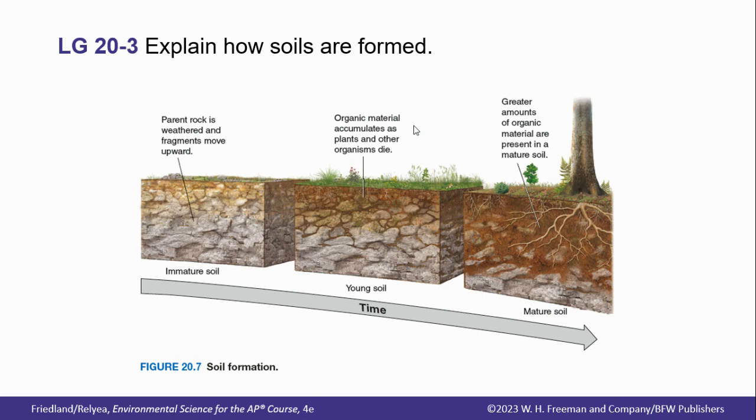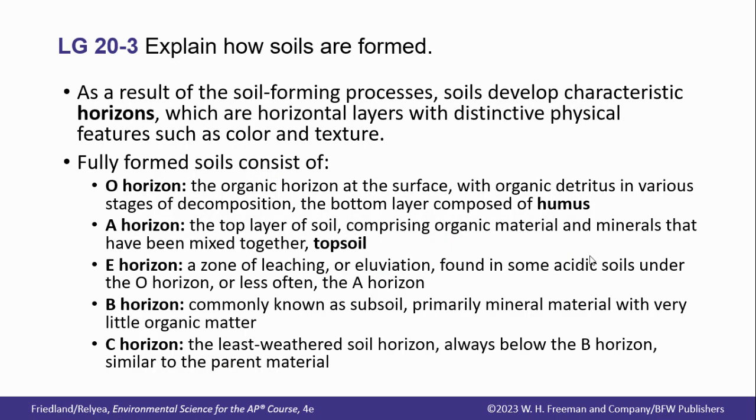So here's kind of a time scale. It says parent rock is weathered and fragmented. Fragments are moved upward. So that is very immature soil. It's just starting out. You can see mostly rock face here. Organic materials accumulate as plants and other organisms die. And then greater amounts of organic material are present in the soil. So you can see, again, how we start with mostly rock. We get a little bit of soil, and then our soil gets deeper and more mature. Okay, it's the same thing as when you're going through primary succession.